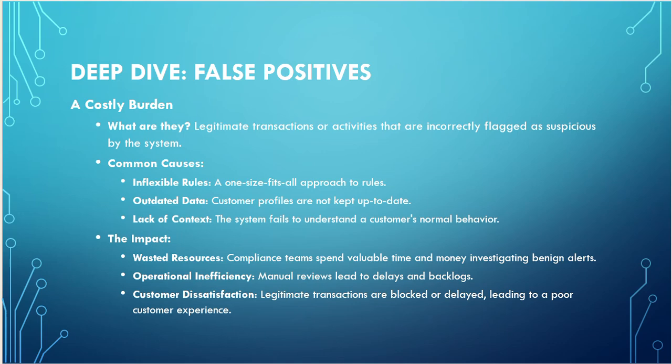Common causes are inflexible rules, a one-size-fits-all approach to the rules, and outdated data, where customer profiles are not kept up to date. We need up-to-date customer profiles and a risk-based approach. Another cause is the lack of context: the system fails to understand the customer's normal behavior. That's why we are implementing AI/ML techniques to understand normal customer behavior. And the impact: wasted resources.